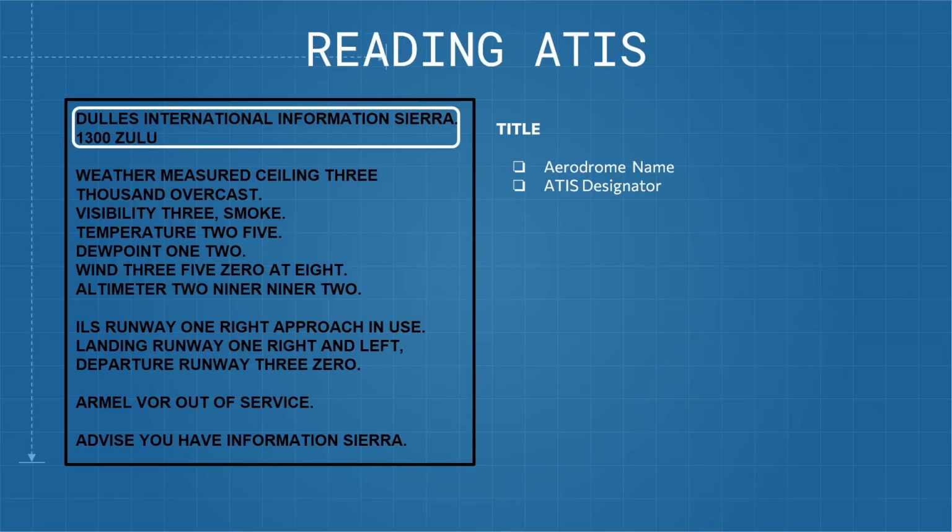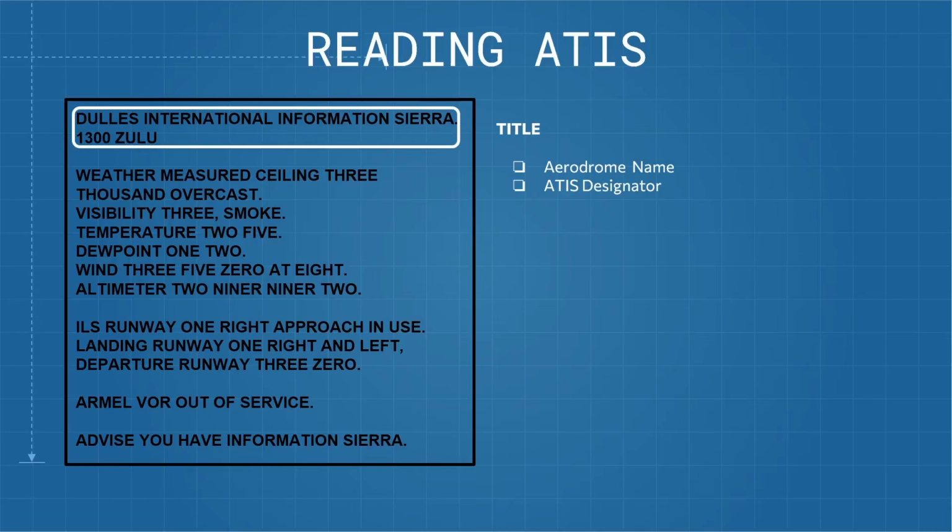This practice is done to ensure both controllers and pilots have the most recent version of the ATIS, as it's normally updated every 30 minutes. And every time it is updated, the letter moves along the alphabet. So, for the next iteration of this ATIS, it will have the designator T for Tango.